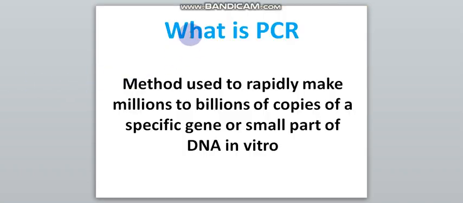So first of all we will discuss what is PCR. PCR is a method used to rapidly make millions to billions of copies of a specific gene or small part of DNA in vitro. In vitro means in laboratory. PCR is a laboratory method in which we can generate millions and billions of copies of a gene or small part of DNA.